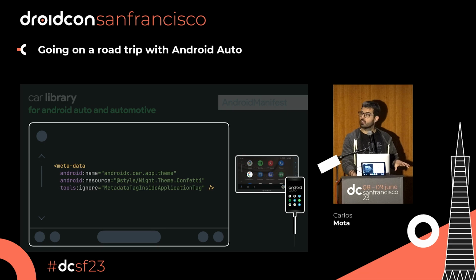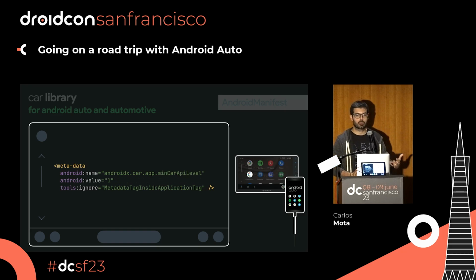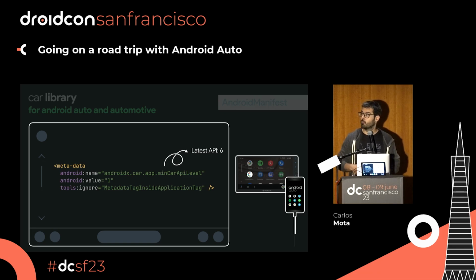Now that we've got this defined, we need to define the theme that we're going to use. In this case, we're just going to use the default. And finally, we need to say which car version are we supporting. In this case, I'm saying that I'm supporting since version number 1, but we're currently on version number 6. So if you want to use a component like the tab layout, you might increase this number to 6, or at least give the user the chance to use a different component if it's running on a lower version.